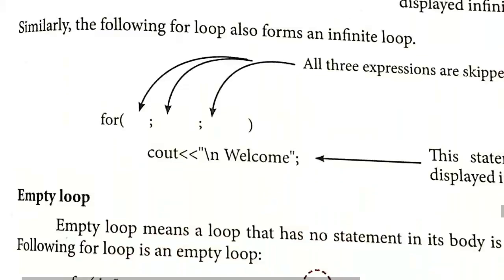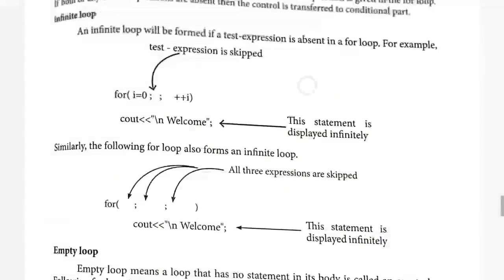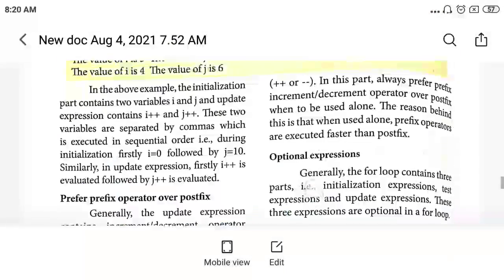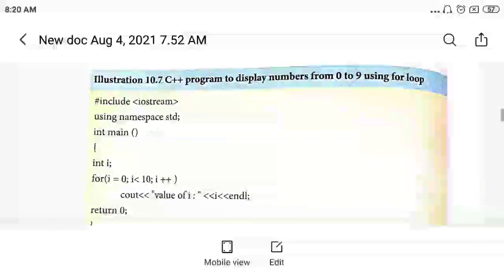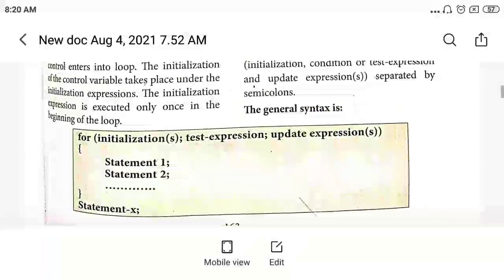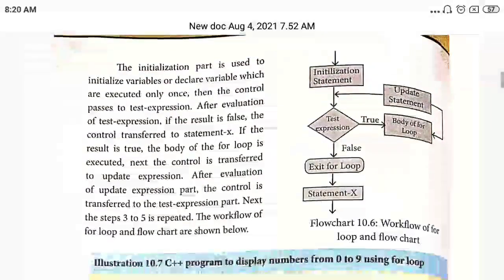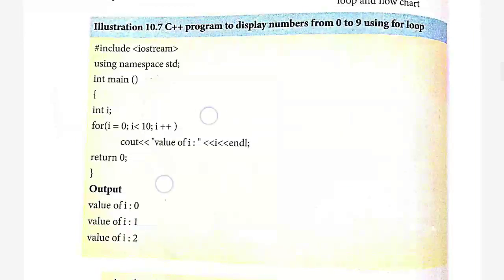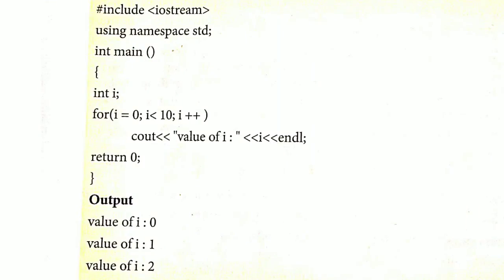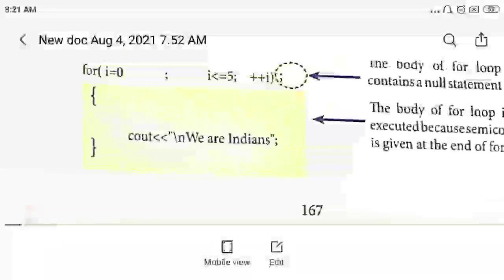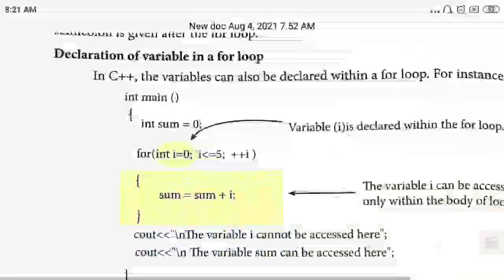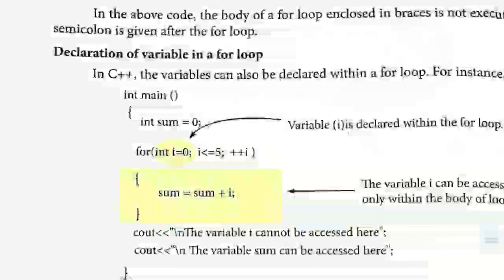In the syntax you would not see this semicolon at the end of the for loop. We'll go back to the syntax here. In the syntax you cannot see this semicolon, and in this example also there is no semicolon. If you provide a semicolon at the end of the for loop, then it is known as an empty statement.